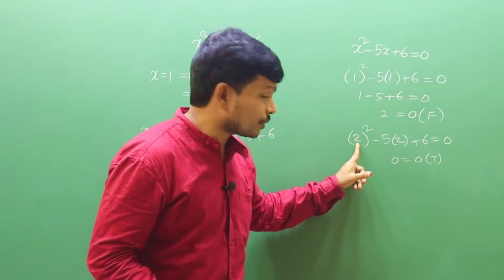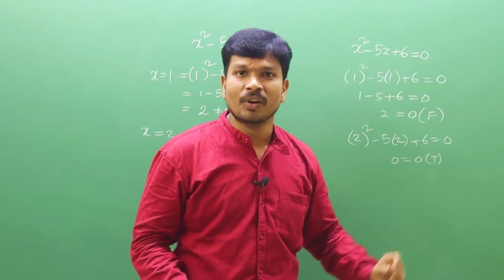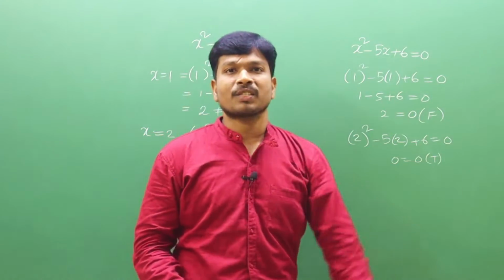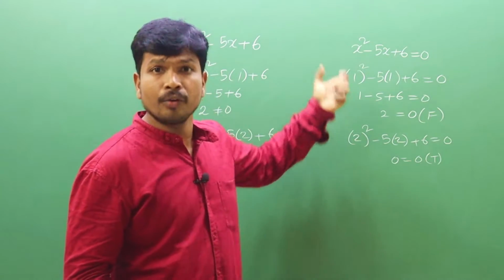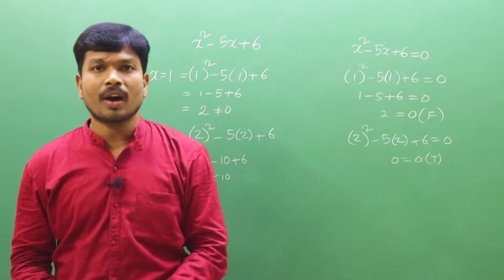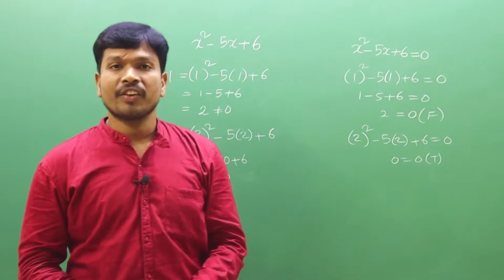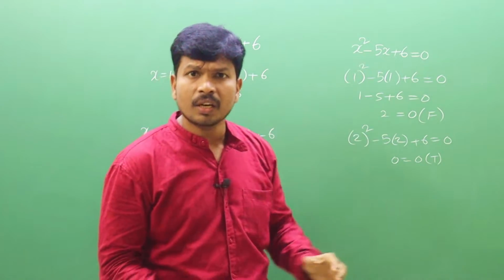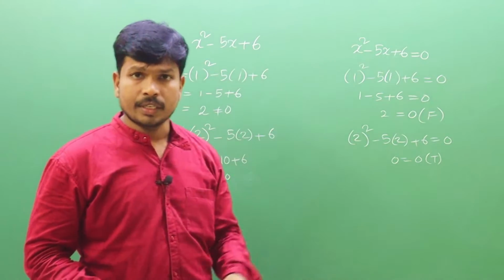Here when we substitute 2, we got a true value, LHS equal to RHS. Therefore 2 is called a root of x square minus 5x plus 6 equal to 0. When we substitute a value in the equation and get a true value, meaning LHS equal to RHS, that value is called a root of that equation. Is 1 a root of this equation? No, because 1 is not satisfied by that equation.